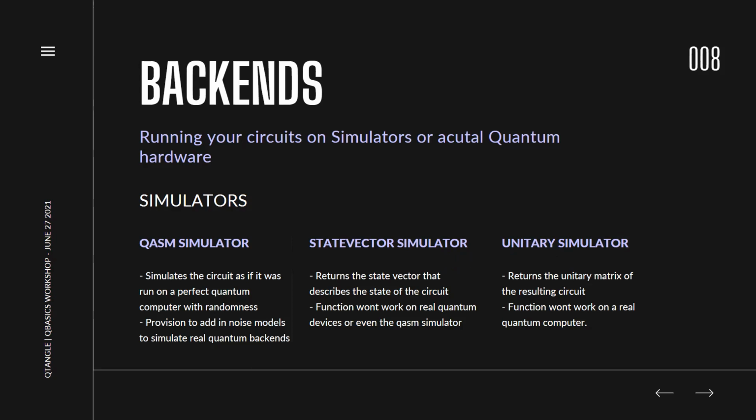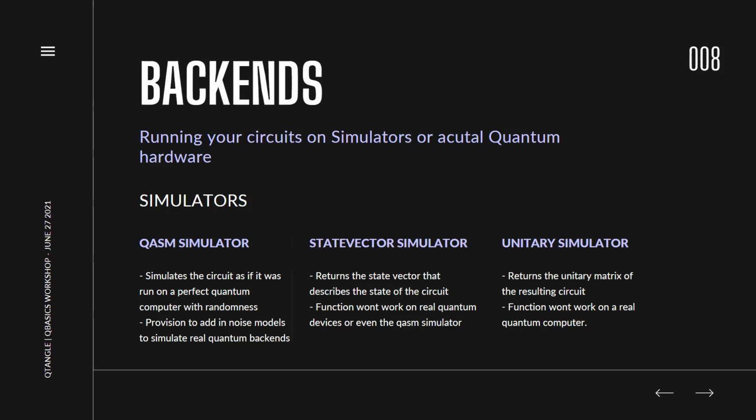Also, one interesting thing to note: the chasm simulator, as I told you, behaves like a perfect quantum computer. So in that respect, even if you ask the chasm simulator for a state vector, it will not give it to you. It will just say, no, I'm a quantum computer, I'm not going to give you the state vector, even though it's a simulator. That's very interesting.